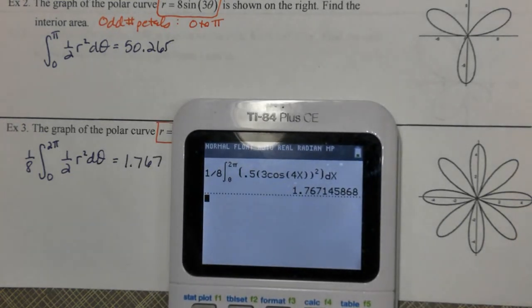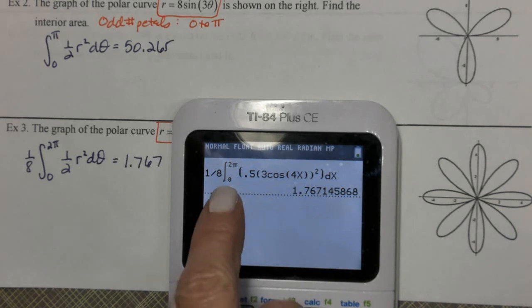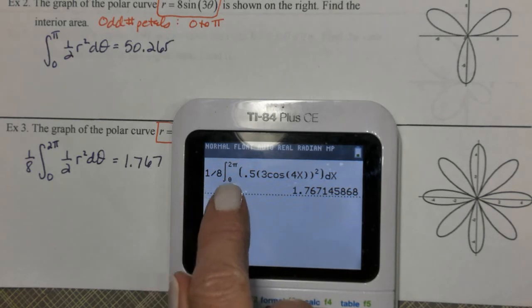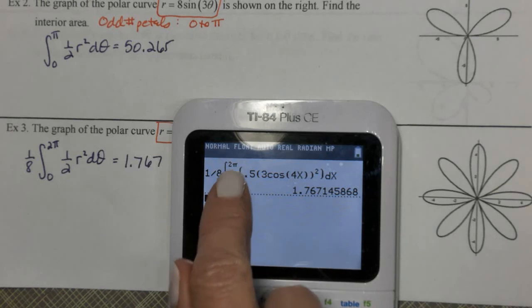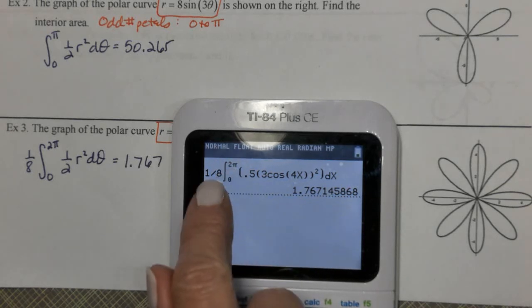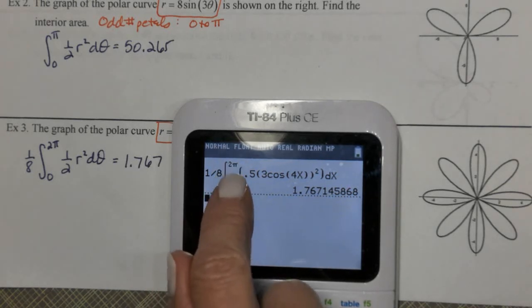So how else could we have done this? Well, we could have gone from pi to 3 pi with the 1/8 out in front, or 2 pi to 4 pi, or 4 pi to 6 pi. As long as the 1/8 is out there, all we have to do is separate this by 2 pi.